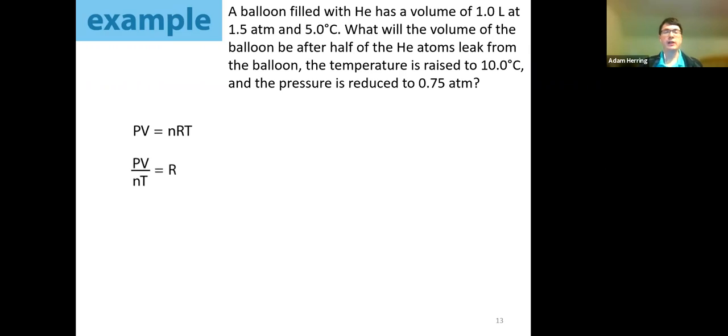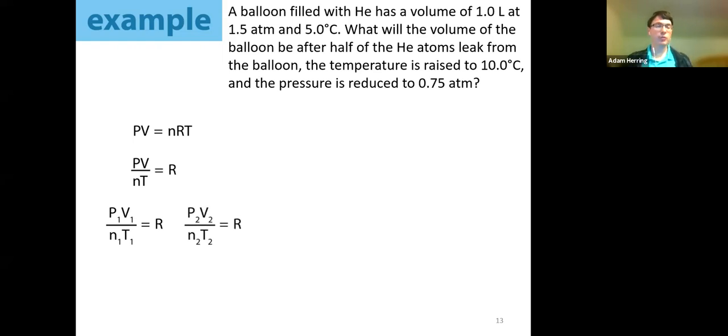We can rearrange this relationship and set it equal to the constant R. Now, why would we do this? Well, we're trying to talk about the system, our balloon with the helium in it, changing over time. So we need to talk about initial conditions and final conditions. So we can say that our initial conditions are going to be equal to the gas constant R. Because this is a constant, then the final conditions are also equal to this gas constant R.